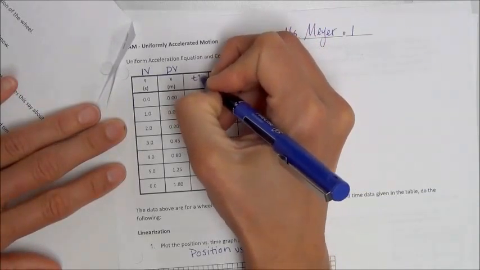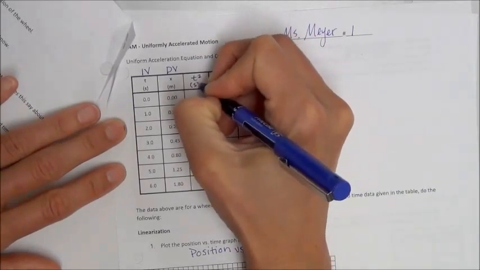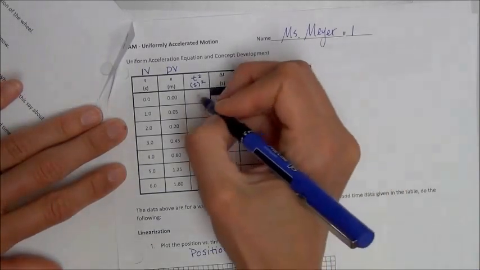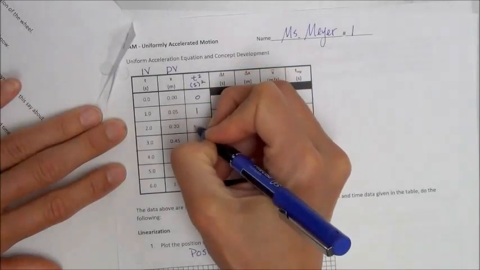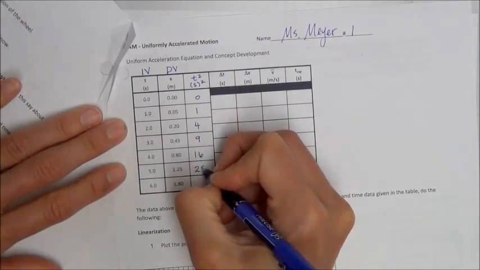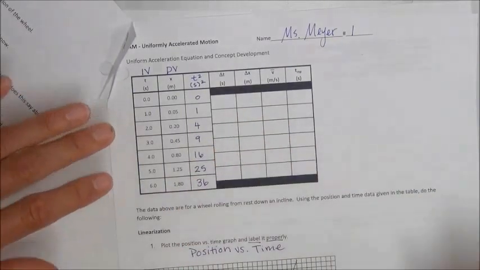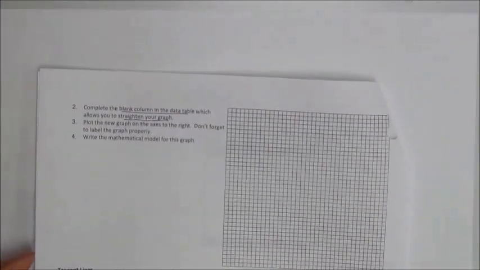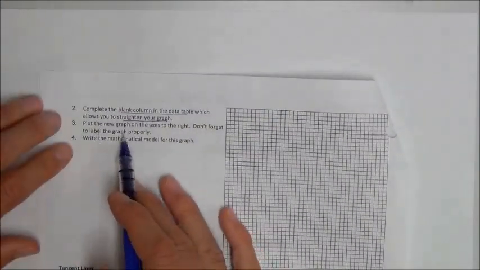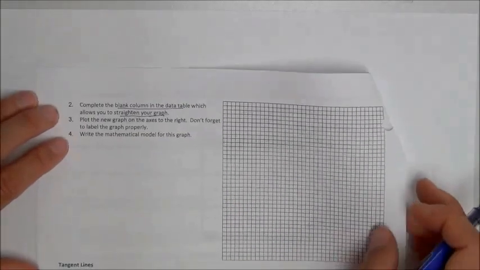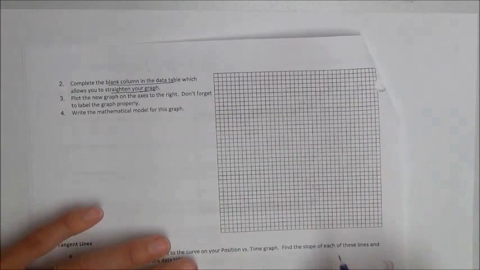So we're going to make a data column with t squared and seconds squared, and go ahead and fill in those numbers. Should look like that. All right. Now, our next step is to plot the new graph on the axis to the right, and we need to label it properly. So we're going to make our linearized graph.